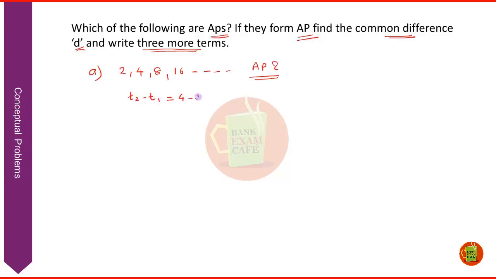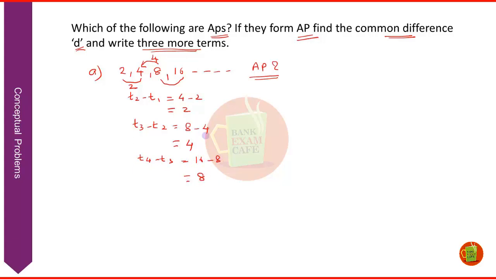So that is equal to 2. Here the difference is 2. Then the third minus second. So T3 minus T2, which is equal to 8 minus 4. So which is equal to 4. So this difference is 4. If you go here again, T4 minus T3, which is equal to 16 minus 8, the difference is 8.